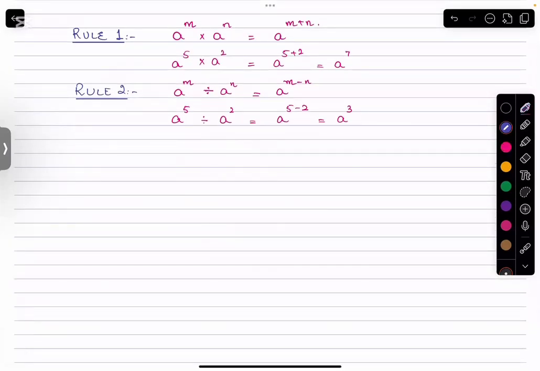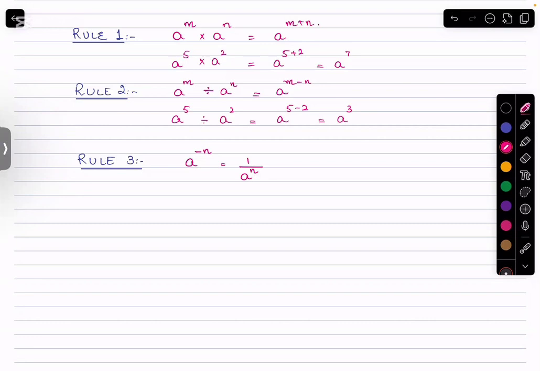Rule 3 is related to this. What if you have a to the power minus n? Now we can see that the index is different, the index is negative. Whenever the index is negative, we change it to a positive index just by reciprocating the function. I can say a to the power minus n needs to be a to the power positive n, just like with sine inverse.